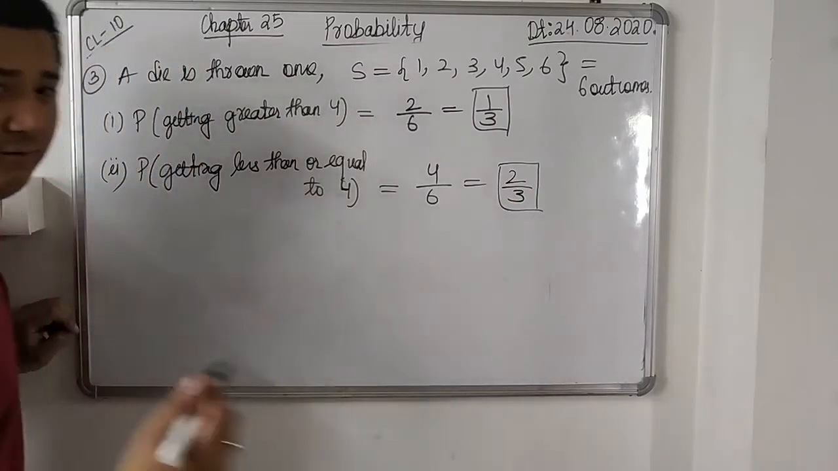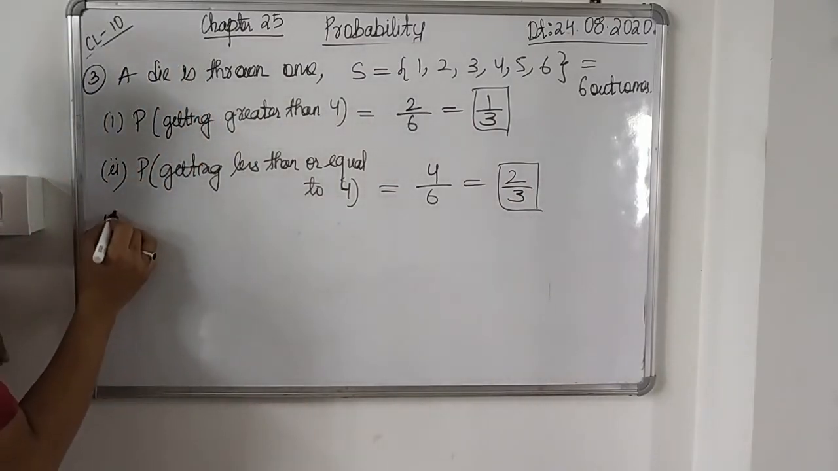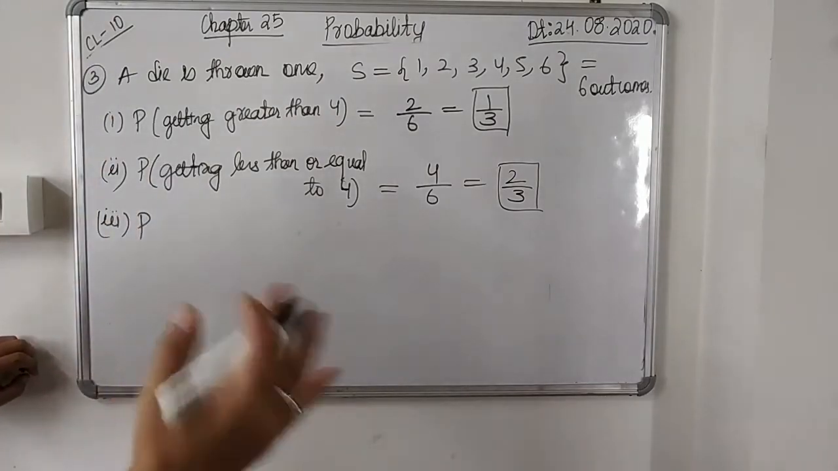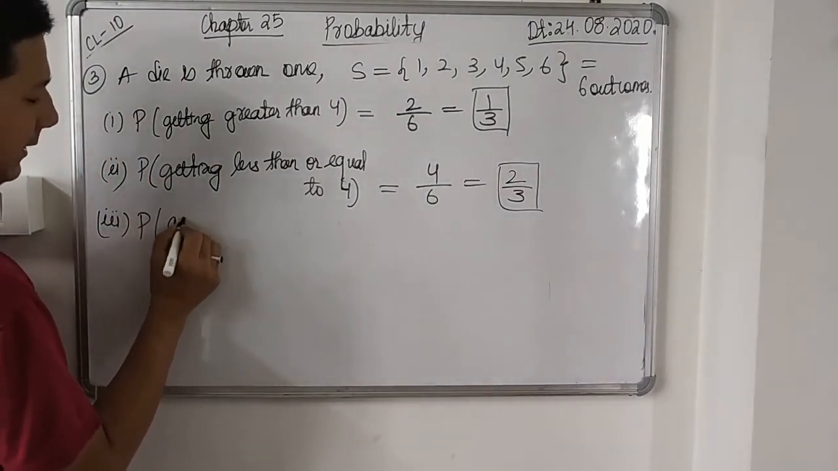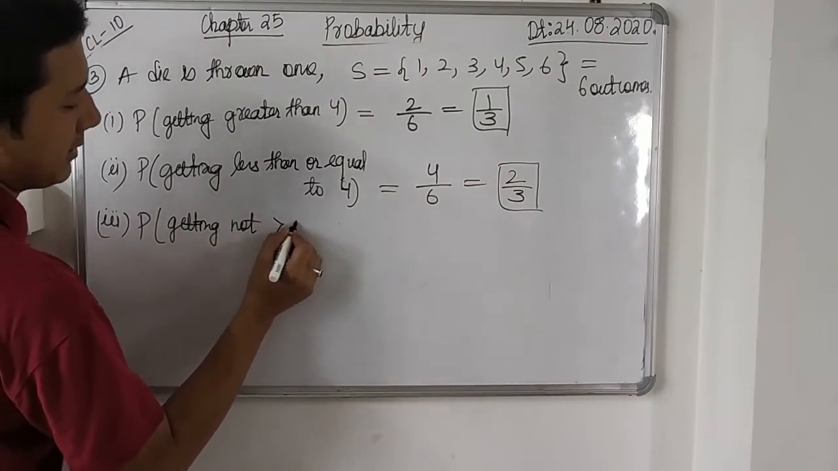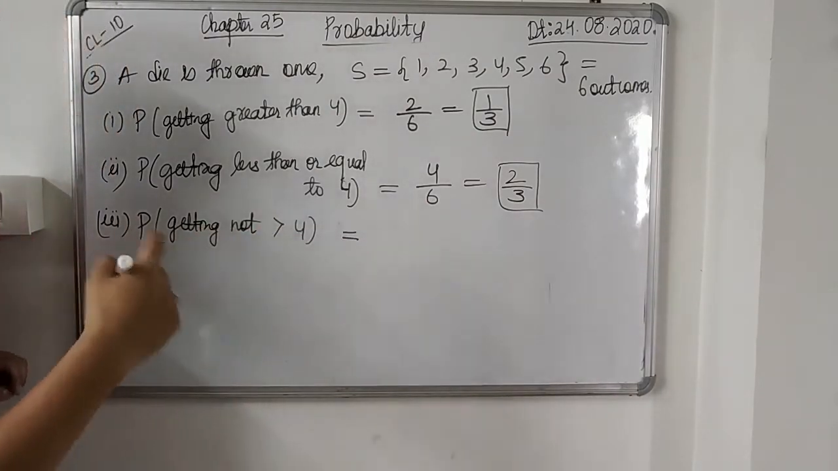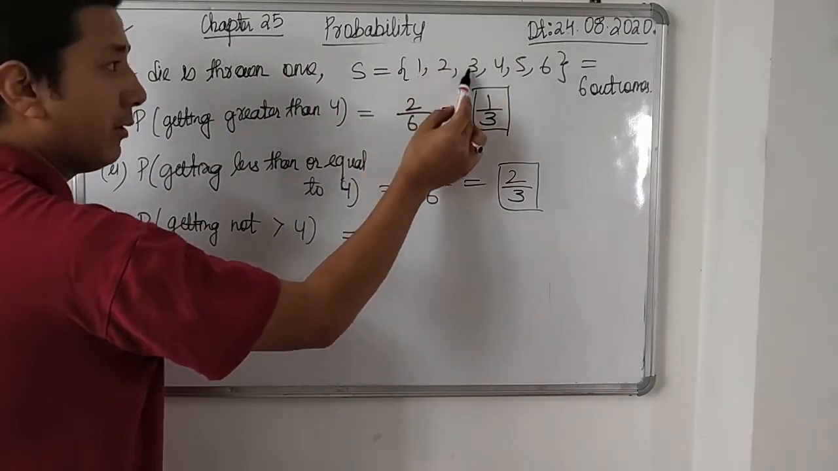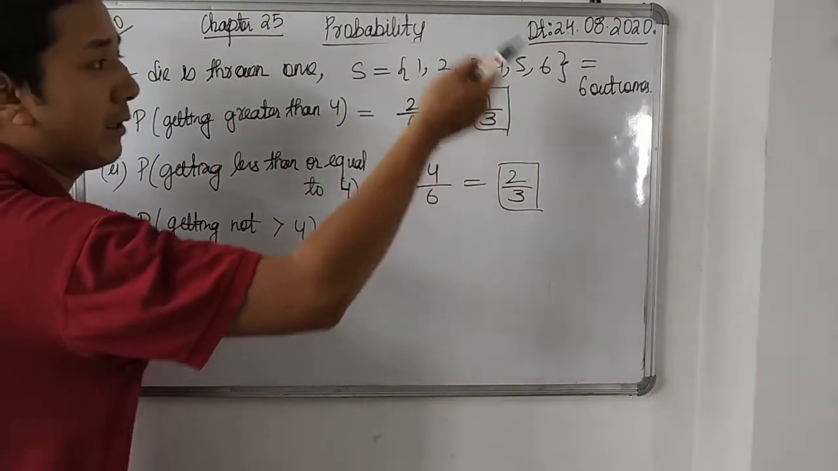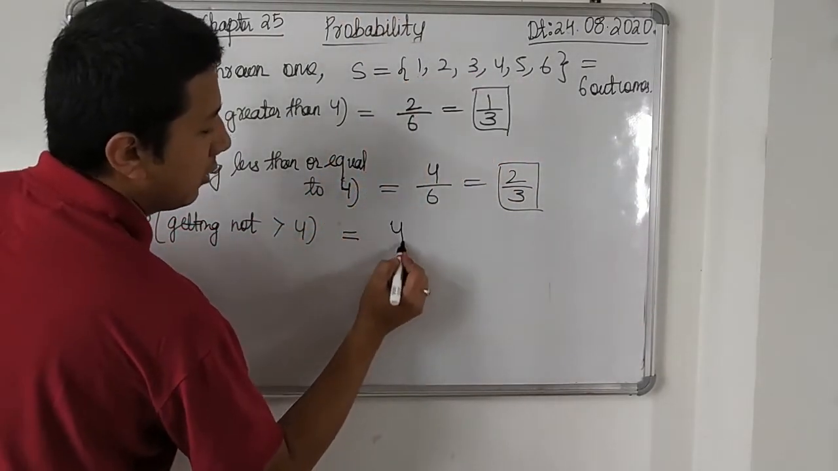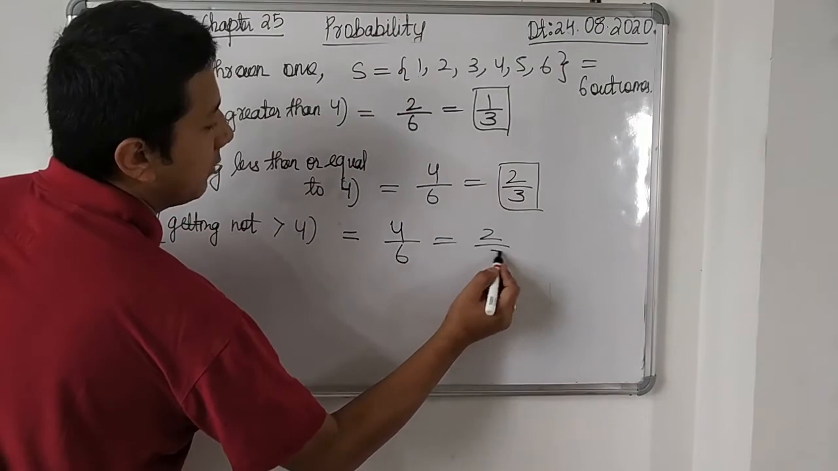All these are very, very easy questions. You'll understand it very quickly. Probability of getting not greater than 4. So up till 4: 1, 2, 3, 4, isn't it? Not greater than 4, it cannot be 5, it cannot be 6. So how many chances are there? 4. 4 out of 6, which is again 2 by 3.